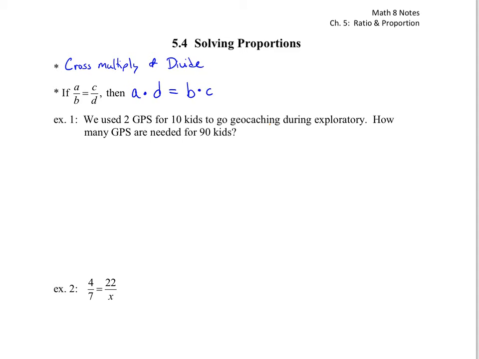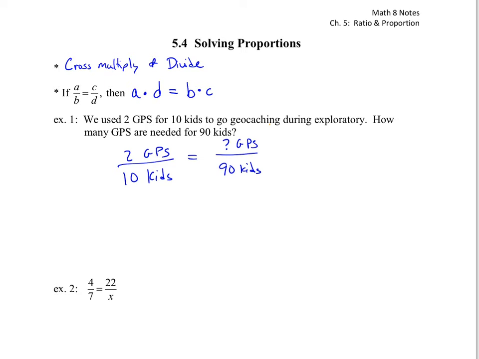What do I mean by solving a proportion? If you have 3 of the values, you need to find the 4th. So if we use 2 GPS, because I can't read, global positioning systems, for 10 kids to go geocaching during exploratory. How many GPSs are needed for 90 kids? So you'd have 2 GPS per 10 kids is equal to how many GPS for 90 kids?